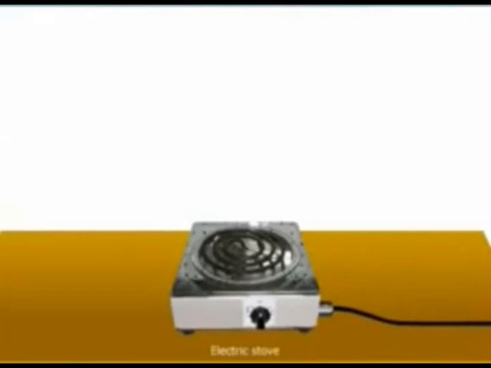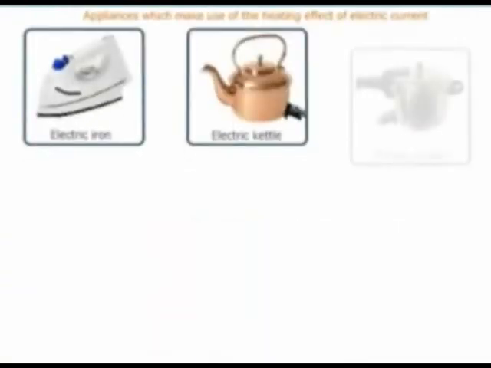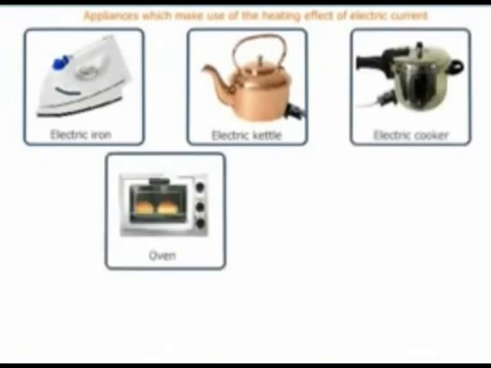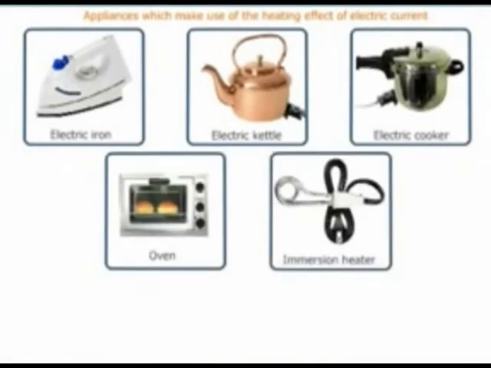Applications. When current flows through a conductor, the conductor offers resistance to the flow of current. The work done in overcoming resistance appears as heat energy. Electric irons, kettles, cookers, ovens, and immersion heaters are appliances which make use of the heating effect of electric current.